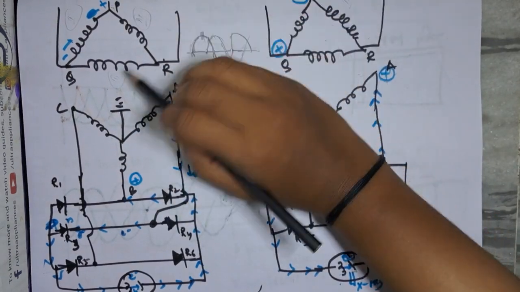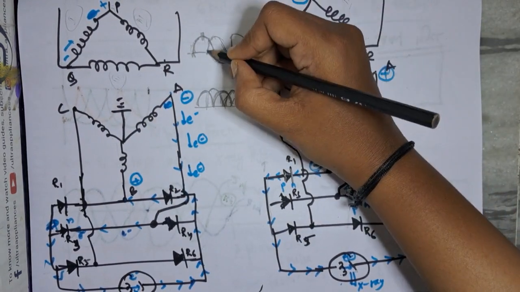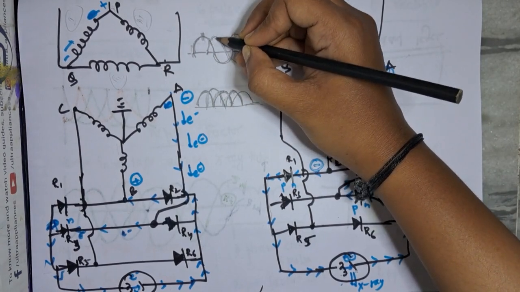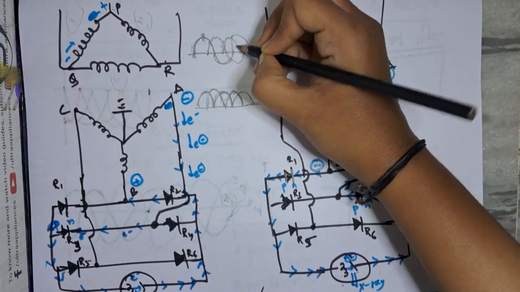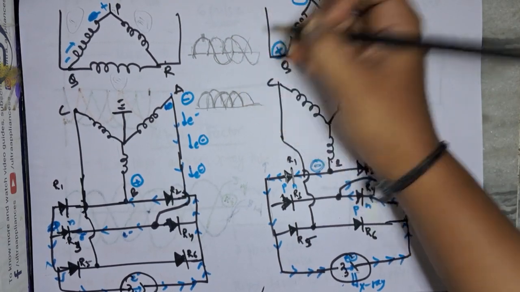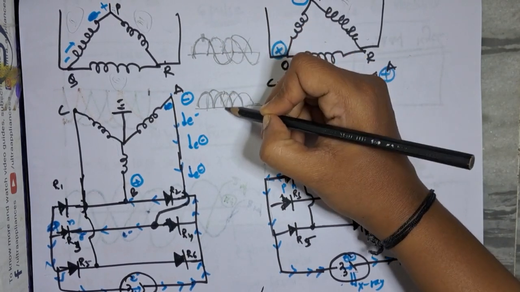Now again we take the third phase. If you see, the third phase is 120 degrees out of phase of the second phase. So 120 degrees is, this is 90, this is 120 degrees. So the third one will be 120 degrees out of phase of the second one. It will be something like this. So from here again there is starting of one more.